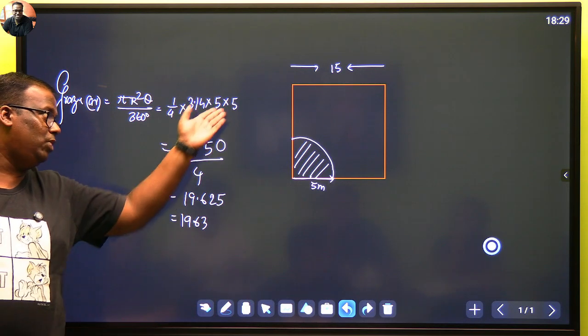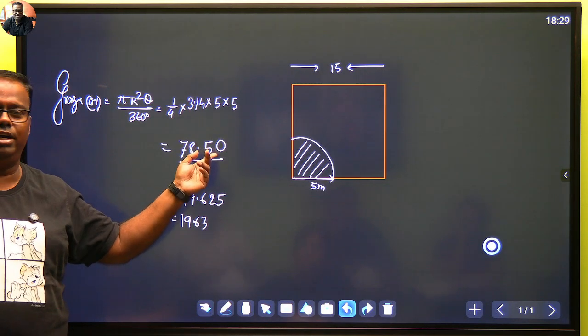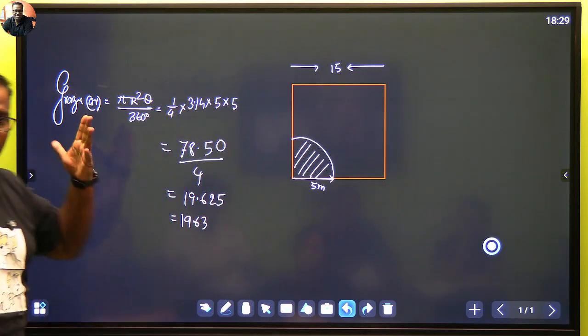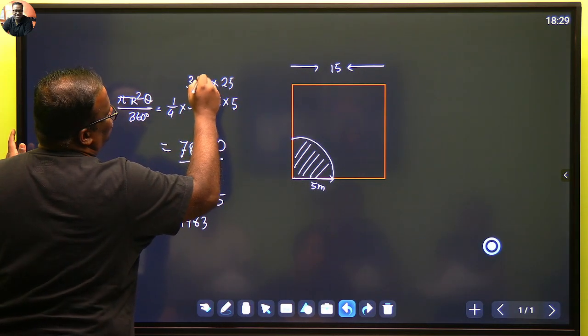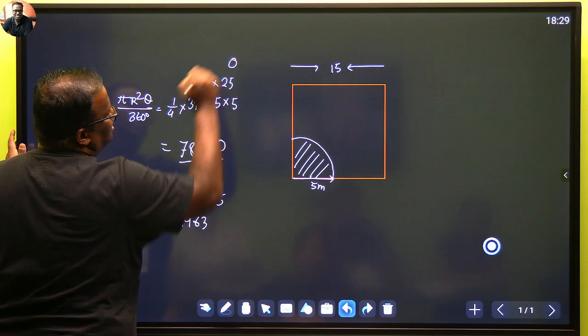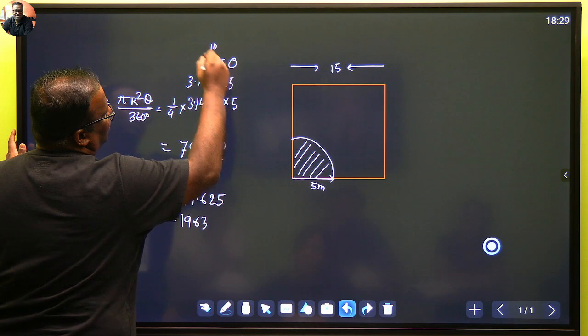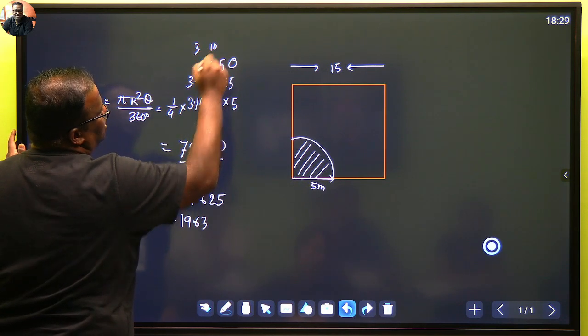Because I multiplied 25 with 4. Now multiplying by 25 is easy. 25 into 4 is 100. 0, 10 carry over. 25 ones are... see how my mind is seeing this as 25 into 3.14. 25 into 4 is 100. 10 carry over. 25 ones are 25 plus 10, 35. 3 carry over. 25 threes are 75 plus 3, 78. Point after two places.